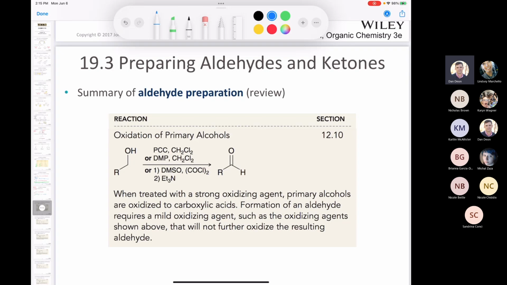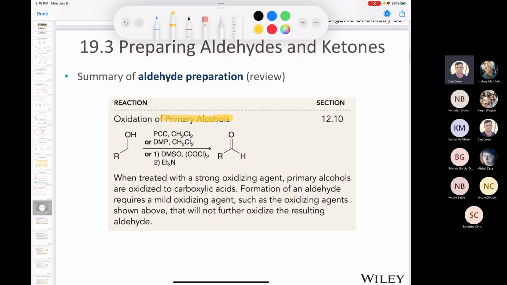How did we learn how to make an aldehyde? Well, if you have a primary alcohol, you've got to be careful because a primary alcohol can be converted into a carboxylic acid if you use a really strong oxidizing agent. So an example of a strong oxidizer would be the potassium permanganate method or using sodium dichromate, sulfuric acid, water. That's going to give you a carboxylic acid. However, if you use PCC oxidation, that will give you an aldehyde. If you use Dess-Martin periodinane, that will give you the aldehyde.